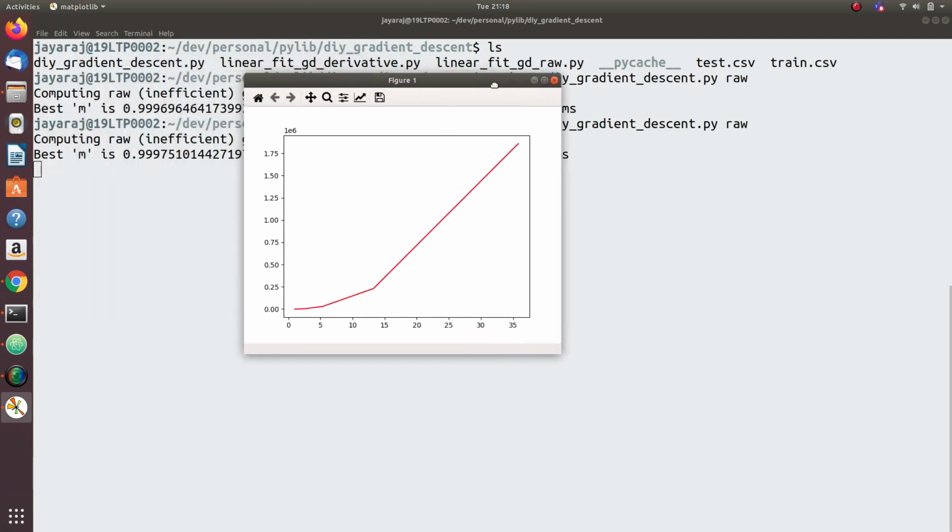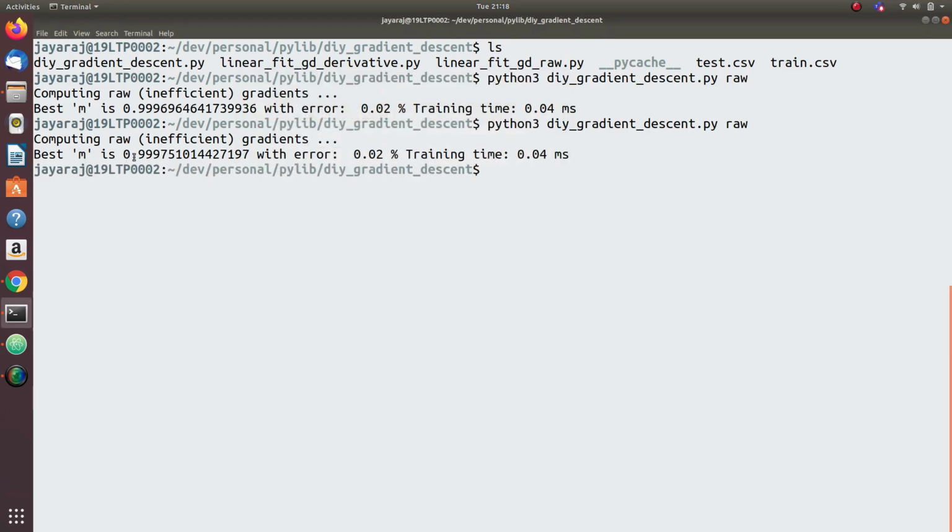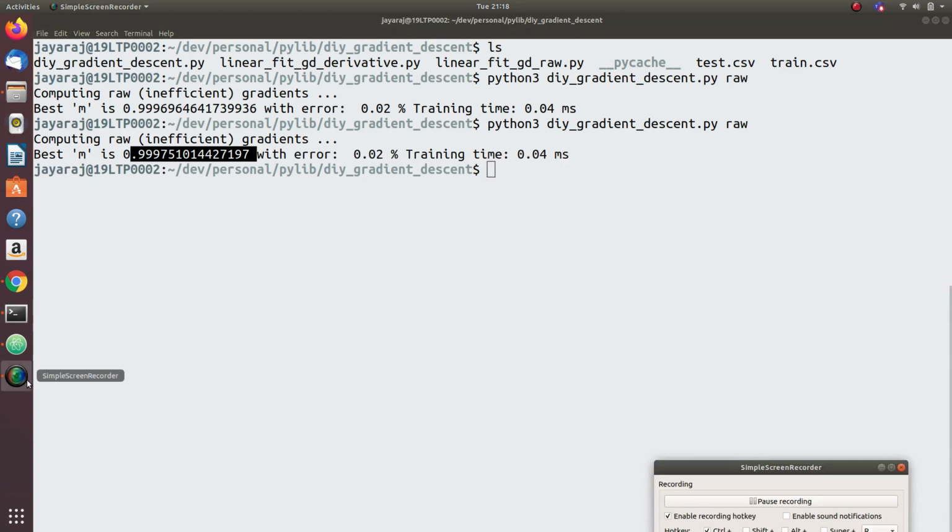Yeah, so you can see that we started with some large random value of m, and then m kept decreasing, and this is the final value, which is where the error is close to 0. This is the error on the y-axis, and this is how it has progressed. And then you can see that the best m is this value, with error 0.02% in training time.